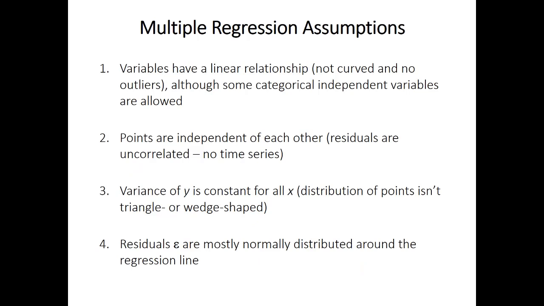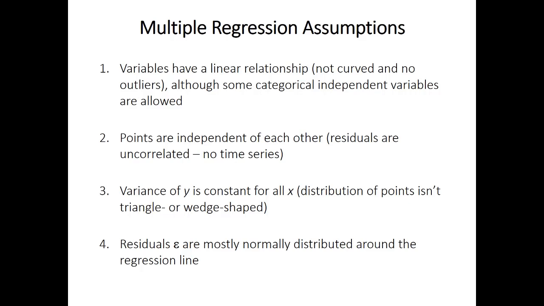So the assumptions of multiple linear regression are the same as those of simple linear regression. And I'll run through them again just to remind you. So the dependent variable should have a linear relationship with each of the independent variables. What that means is it shouldn't be a curved relationship. There shouldn't be significant or notable outliers. It can be no relationship. It can be like a big cloud of points, but it just can't be a curved one.